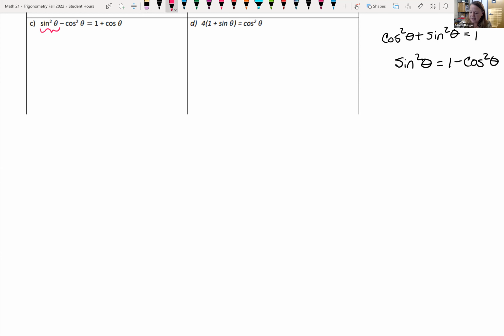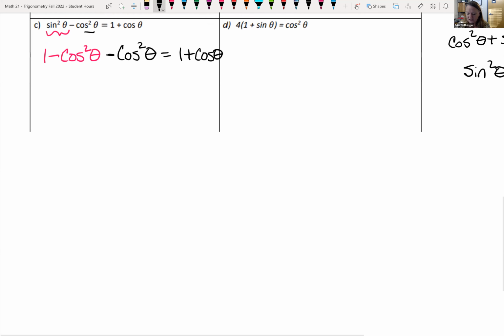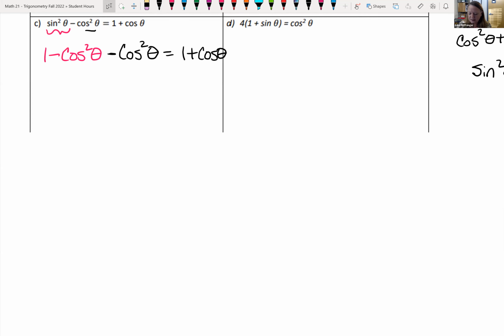Okay, so rewriting that, sine squared theta is the same thing as 1 minus cosine squared theta, minus this cosine squared theta, is equal to 1 plus cosine theta. I notice that this is a quadratic, and with quadratic equations we want to get everything to one side of the equation a lot of times to solve and then factor. Before I do that, let's combine like terms on the left-hand side.